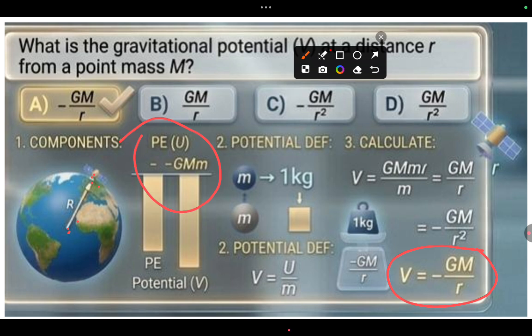Minus G M m by r is potential energy, minus G M by r is just potential, and the negative sign indicates that it is a bound system. The energy is bound in a particular system.